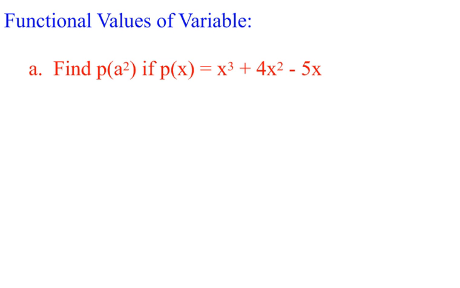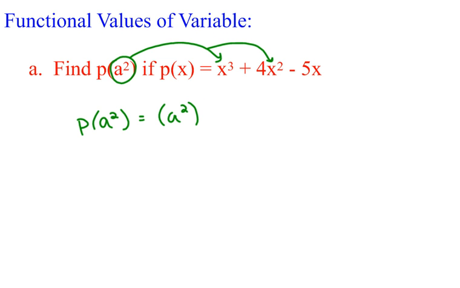And so we're going to replace this a squared. It says find p of a squared if p of x equals, and they gave us this cubic equation. So wherever there's an x in this equation, I'm going to replace that with a squared. Nothing else is going to change though. So I'd say p of a squared equals, and I have x cubed, so I'm going to write a squared cubed plus 4, and then where the x is, I'm going to write a squared again, and then this isn't going to go away, so that's going to be there as a squared, minus 5 times a squared.